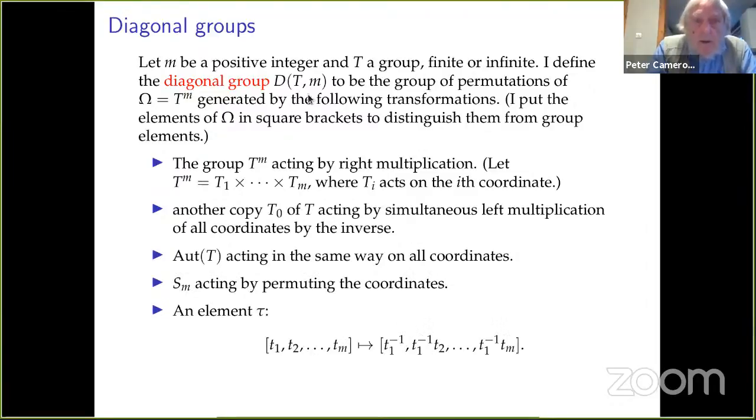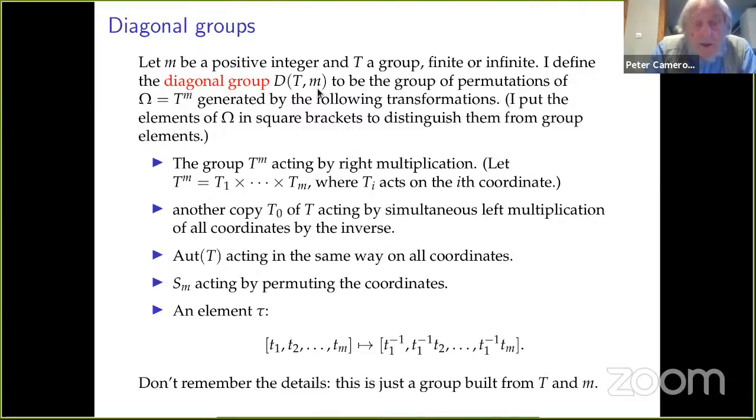A diagonal group has two parameters, capital T, which is a group, any old group, finite or infinite, and M is a positive integer, which is like a dimension. And so how do we build this diagonal group? Well, it's a group of permutations of a set Omega, and Omega is just T to the M, the set of all M-tuples of elements of T. And when I'm thinking of a point of Omega, I'll write the M-tuple in square brackets, because I also want the group T to the M, the direct product of M copies of T, and I'll represent that in round brackets in the usual way.